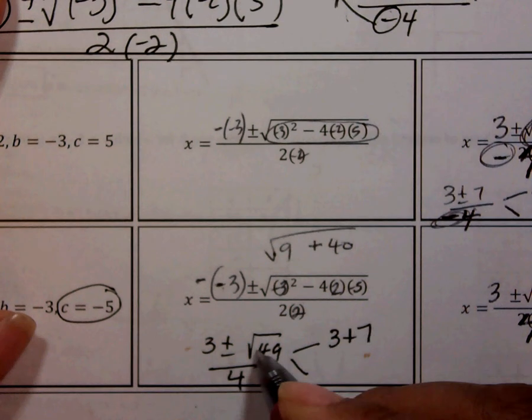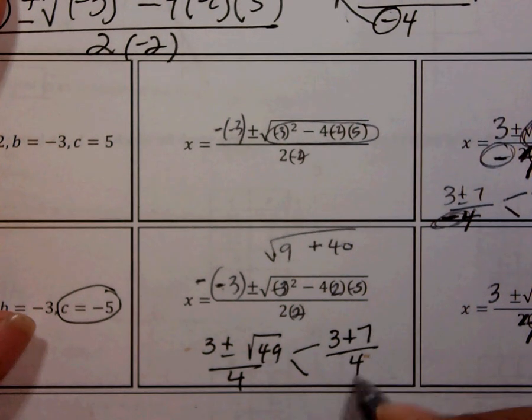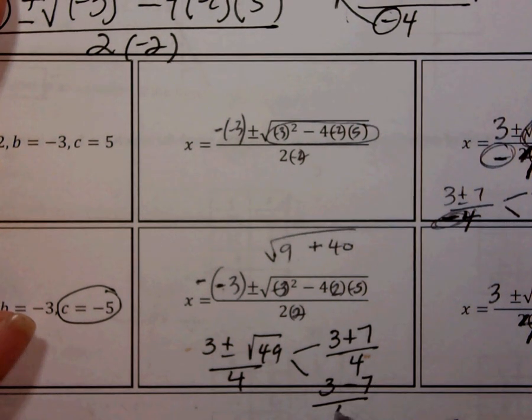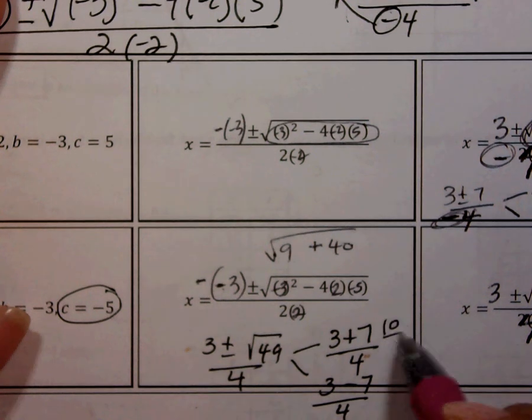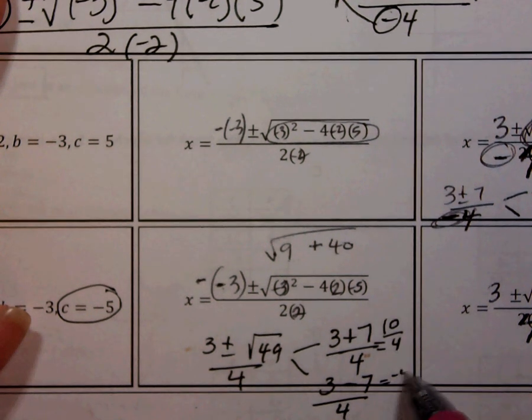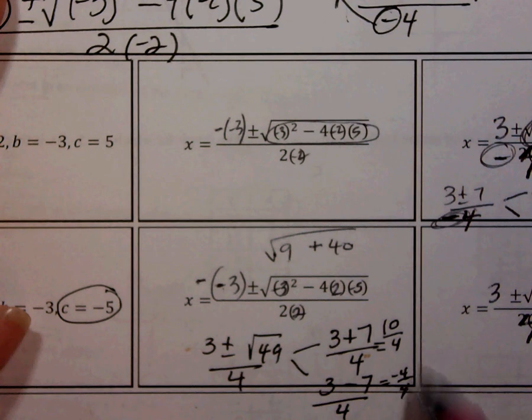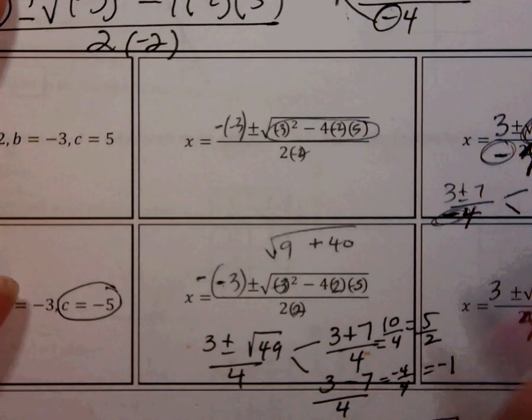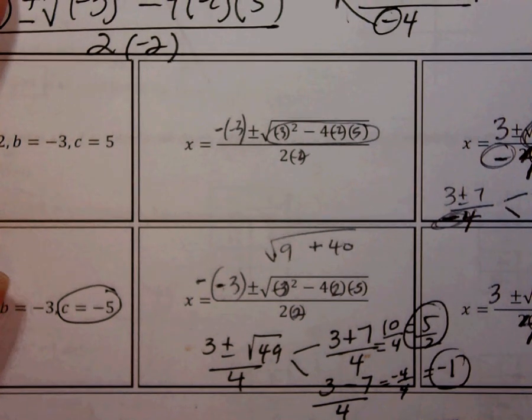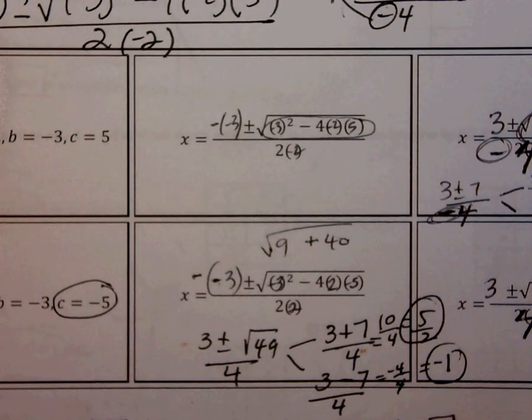3 plus the square root of 49 is 7 over 4, and 3 minus 7 over 4. And that gives you 10 over 4, which you can reduce. And then negative 4 over 4. So 5 over 2 and negative 1. I've never seen them ask for you to finish the quadratic formula on the test, but who knows, they just may. Okay, that concludes this homework.